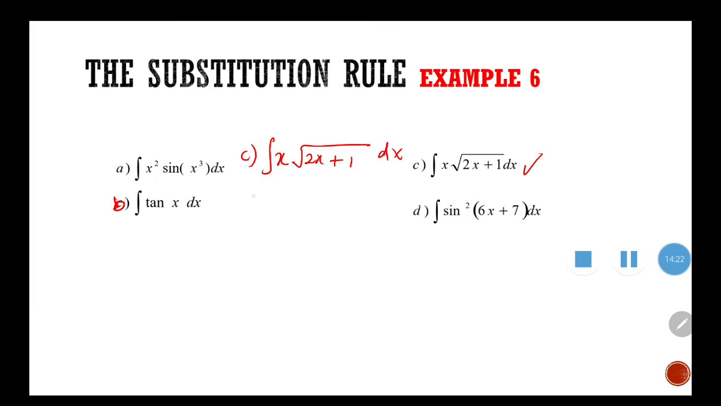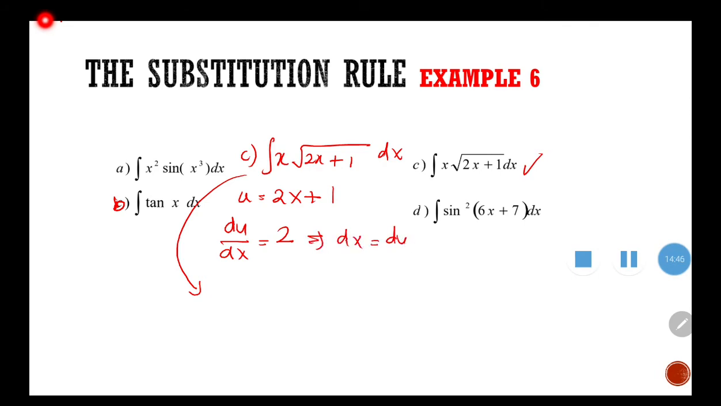That is too simple. So we let u equals 2x plus 1, the one inside the square root, because we want to simplify the function that we want to integrate. Here du over dx is equals to 2. Is it going to solve the problem? Let us see. So we get dx is equals to du over 2. Here we have x is still x, then we have square root u, and dx is equals to du over 2.